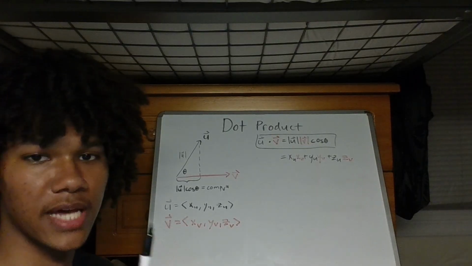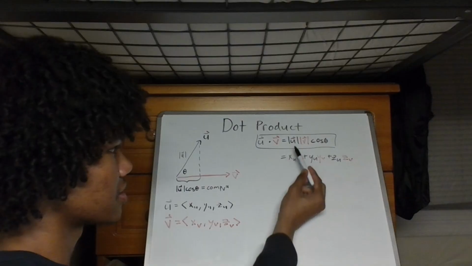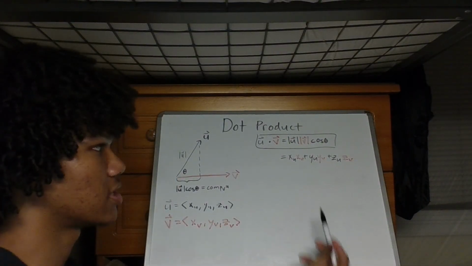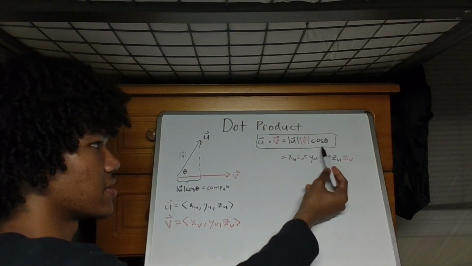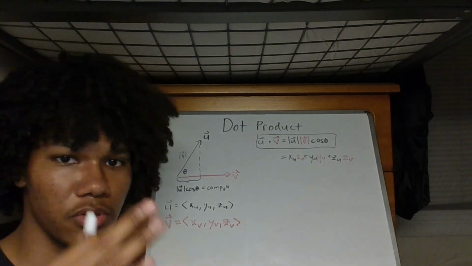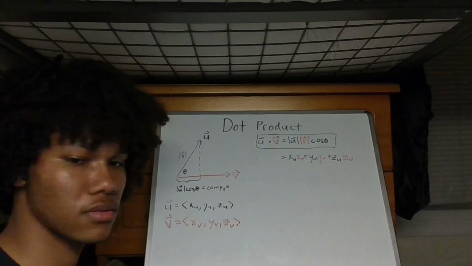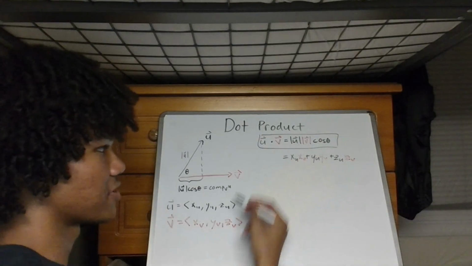Again, the dot product outputs a scalar, and you can see this tracks because the magnitude of u given by the distance formula is a number, the magnitude of v is also a number, and cosine of theta is a number itself. So you have a number times a number times a number, which outputs a scalar. So where exactly does this definition come from?